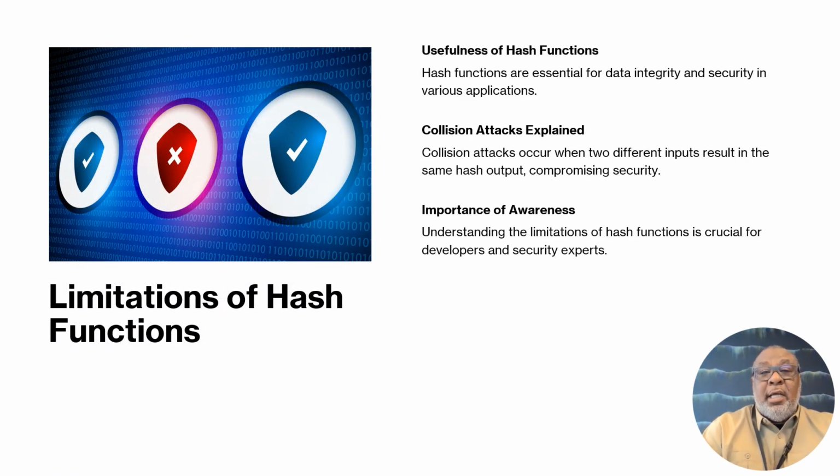Despite their usefulness, hash functions are not foolproof. Vulnerabilities such as collision attacks, where two different inputs produce the same hash output, can undermine their effectiveness, and awareness of these limitations is vital. Something as simple as a collision, where two different inputs produce the same hash, depending on where that information is going, could be very bad for the audience that's receiving that information.